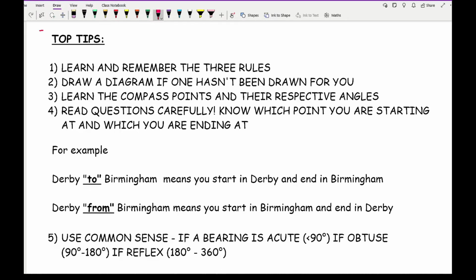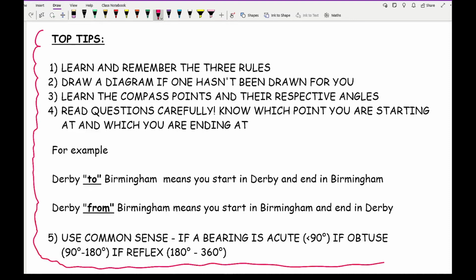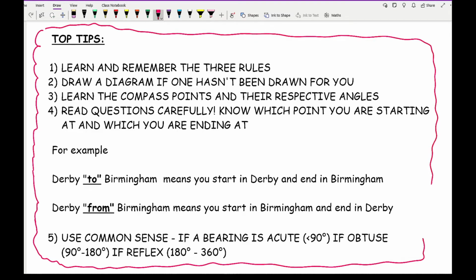So again, you tend to find these in more textbook questions because there's no room, but you generally find that a diagram will be drawn for you, but if it isn't, then always do one yourself. The third one is learn the compass points and their respective angles. So again, what we did at the start of the video, north being 0, always 0, south being 180, east being 90 degrees, west being 270, and then you've got the northeast, southeast, etc.